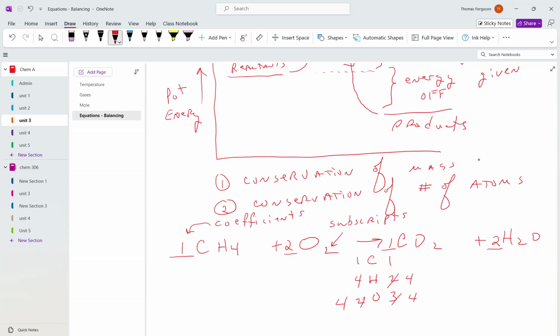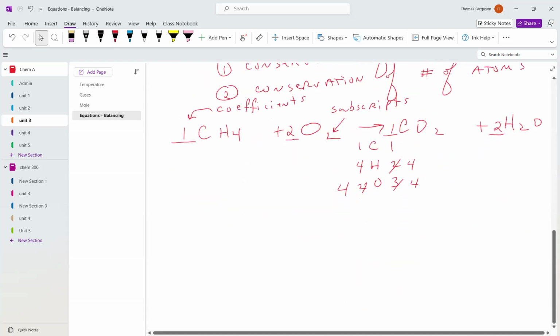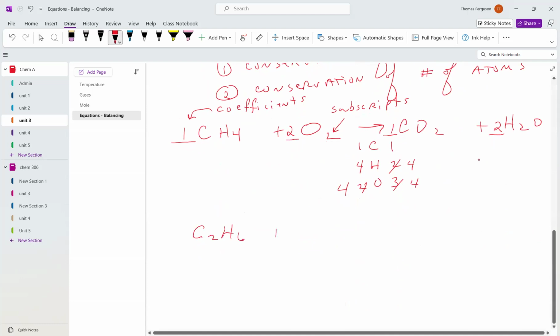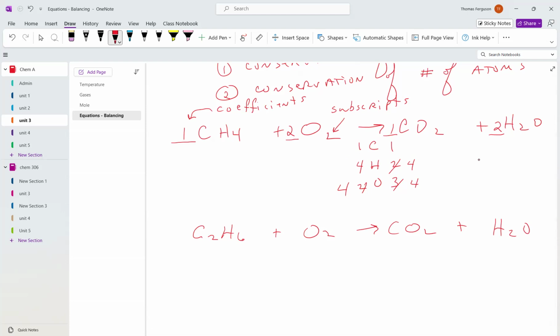You can't say half a water is produced or whatever. So if balancing the equation requires a fraction, that's okay. You just can't leave it that way. So I'm going to show you one in a minute here, which requires a fraction. Instead of methane, let's use ethane. When you burn ethane, you also produce carbon dioxide and water.